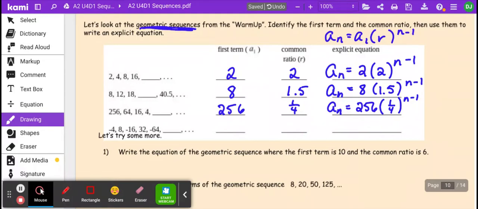All right, let's look. Can we do the last one? Let's see if you can do it.